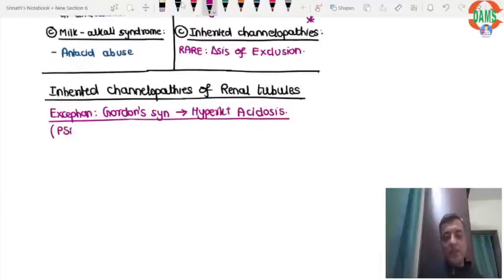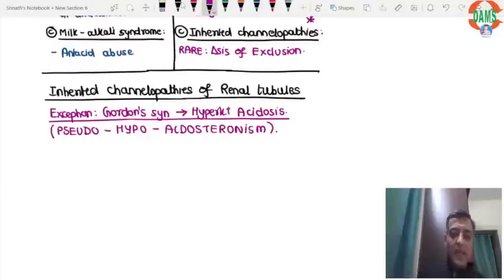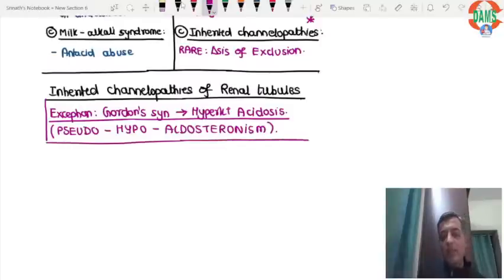That is why it is known as pseudohypoaldosteronism. Again MCQ. So Gordon's syndrome, pseudohypoaldosteronism, is the exception to the rule, because all other channelopathies present with metabolic alkalosis except for Gordon's.